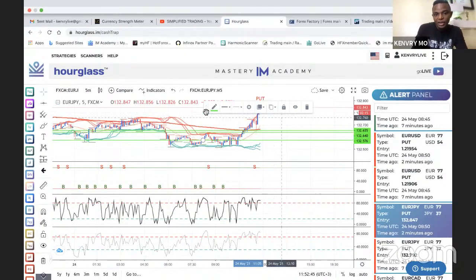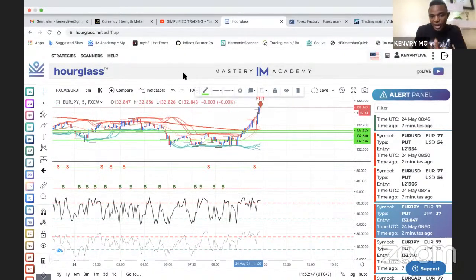So hope you guys understand the strategy now. Okay. If you understand the strategy now, put in what? A 1 on the chart.